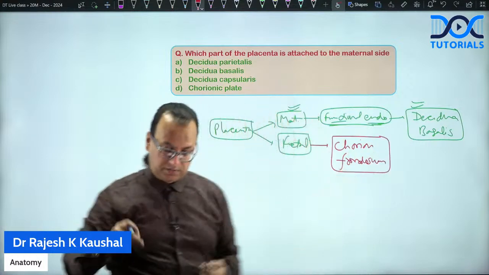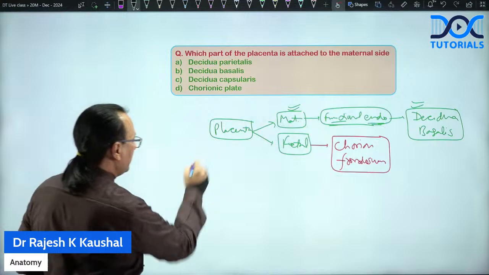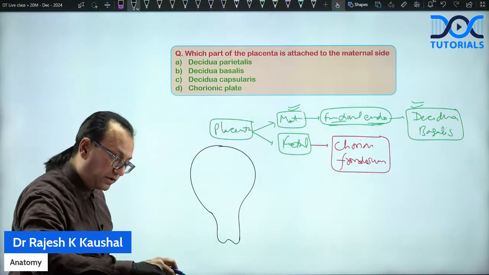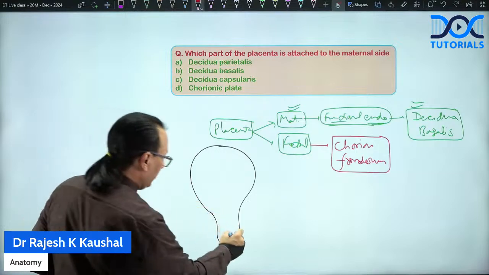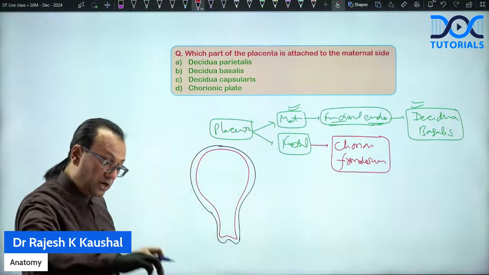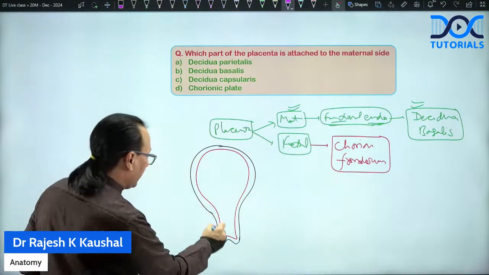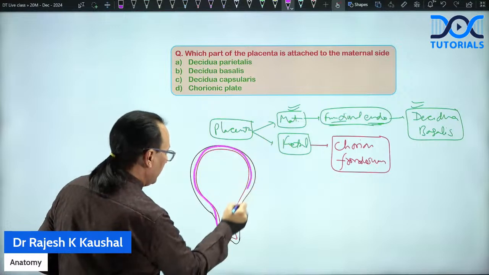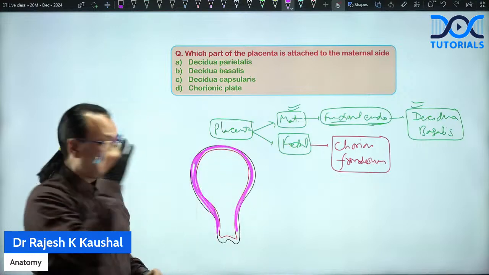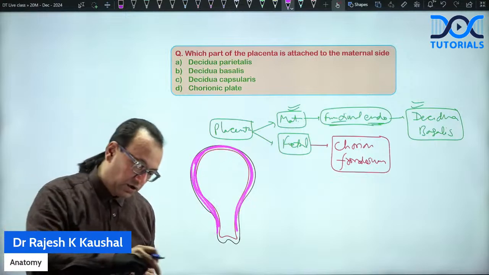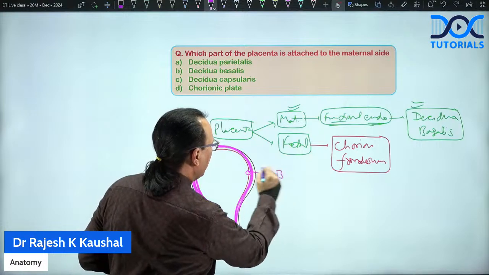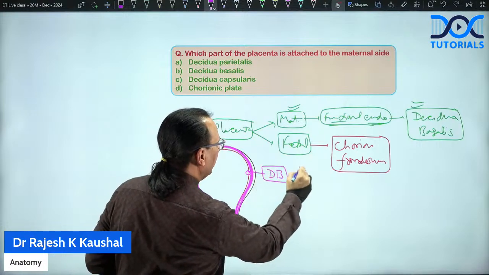Let us look at a uterus here. This is the uterus, and in the uterus you have the baby. Let us say that this is the endometrium in the uterus. It is that endometrium which will be giving us the decidua basalis. So here, decidua basalis is from the mother side, the maternal side.